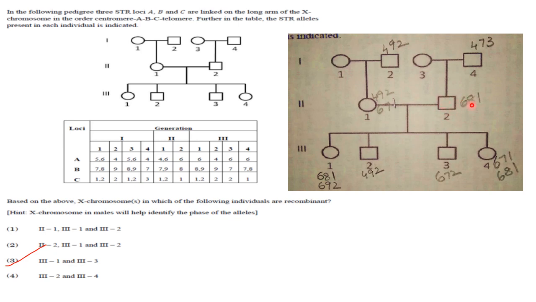Then this is a male, 6, 8, 1. 2,2 is this one, 6, 8, 1. 6, 8, 1 is a male, so there is also no recombination. Then third one, if you see, 6, 8, 1 and 6, 9, 2. So 6, 8, 1.